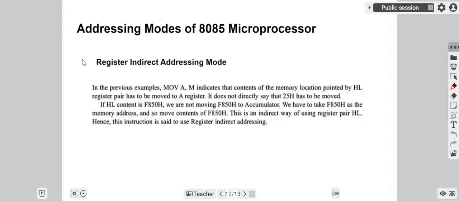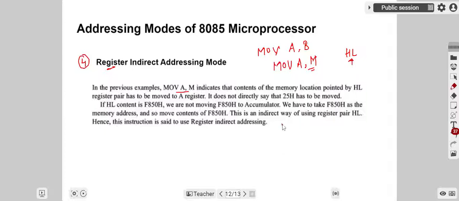Fourth is register indirect addressing. For example, MOV A comma M. In the previous case we have seen MOV A comma B, which falls under the category of register addressing mode, because the data is directly provided inside the registers. But in case of register indirect, one of the operands is provided in the register and the second operand is provided indirectly. So this M means HL register pair.